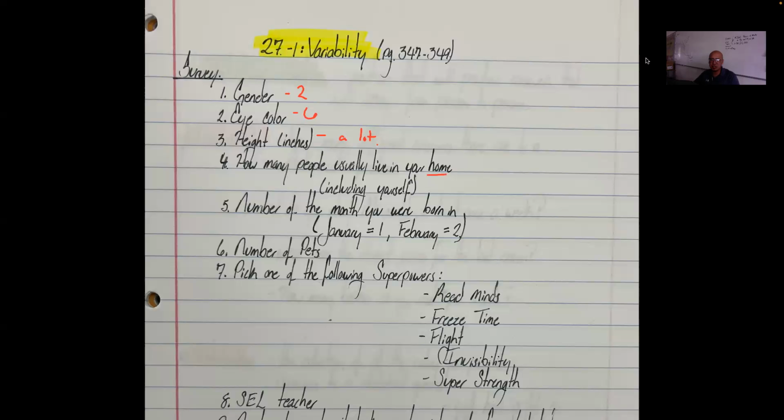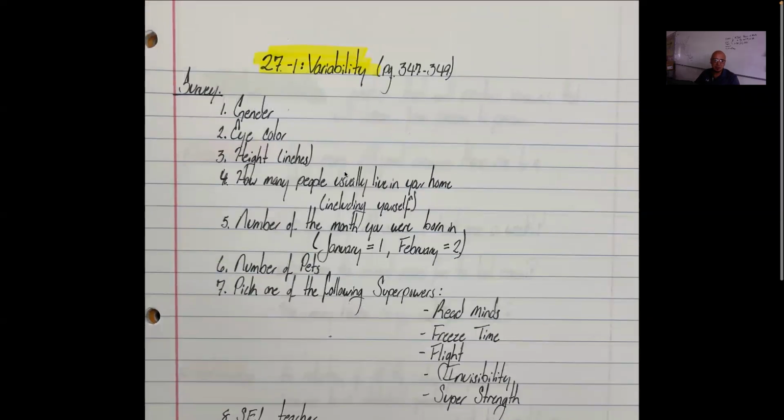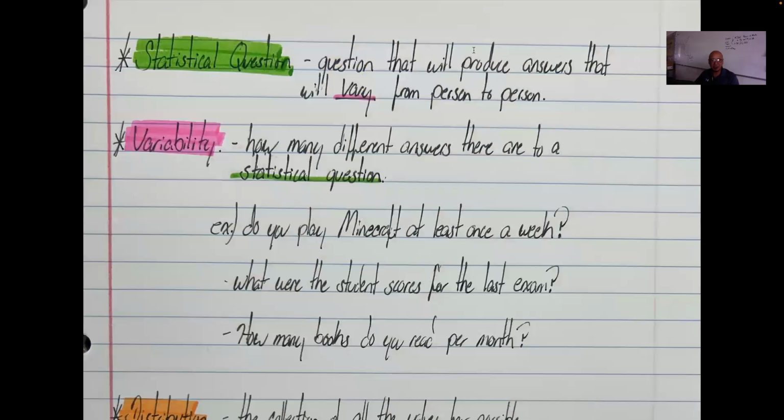So having said that, ladies and gentlemen, again, all of these questions can potentially have a different answer. They are all known as what? They are all known as statistical questions, questions that will produce answers that will be different, that will vary from situation to situation. Now, as we just saw, different statistical questions will have a different degree of variability, which is our second definition, which is how many different answers a statistical question is going to have. Gender, 2, maybe 3 different answers. Eye color, 6, maybe 8 different potential answers, etc.